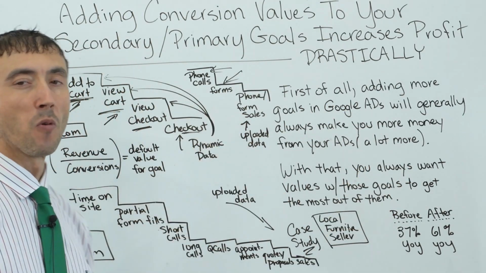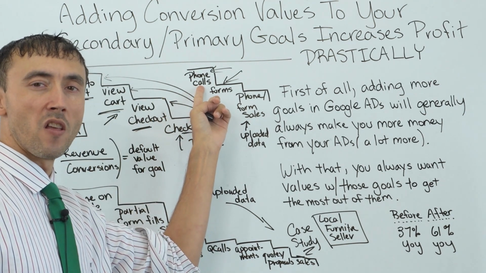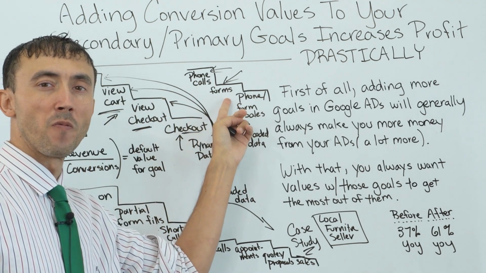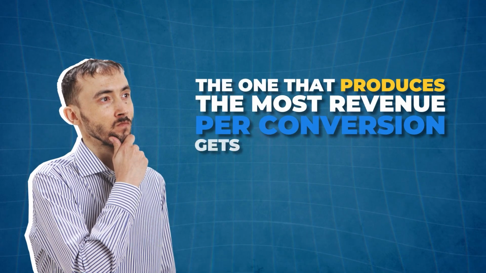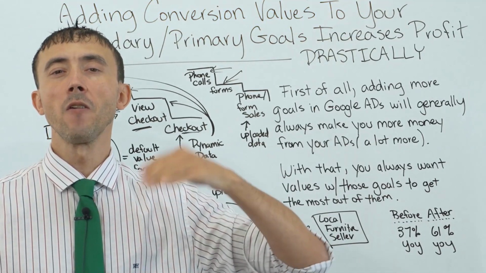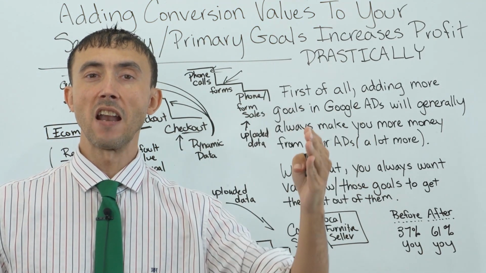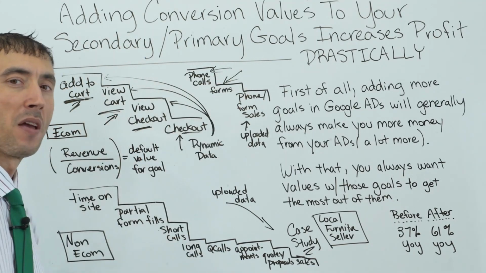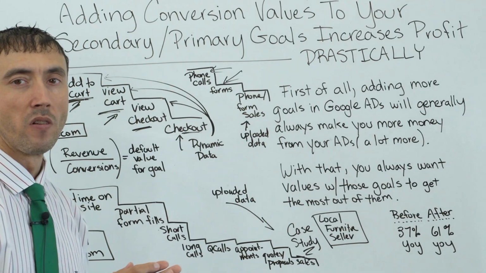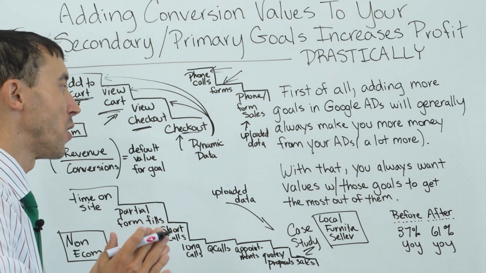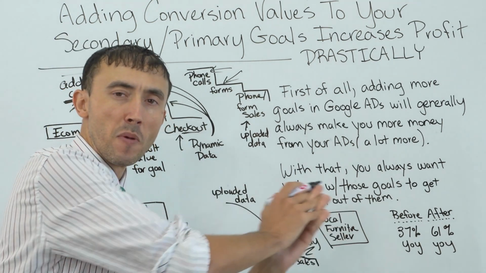You do the same thing with the form fills. Ultimately it tells Google which one of these is more valuable, the phone call or the form fill goal. The one that produces the most revenue per conversion is weighted higher by Google and therefore gets you more results in the future that you wouldn't have got otherwise. That in itself makes a massive difference in your results. Just that one thing alone in your e-commerce business, of which I'm going to talk about in relation to the case study I'm going to go over a little bit later.